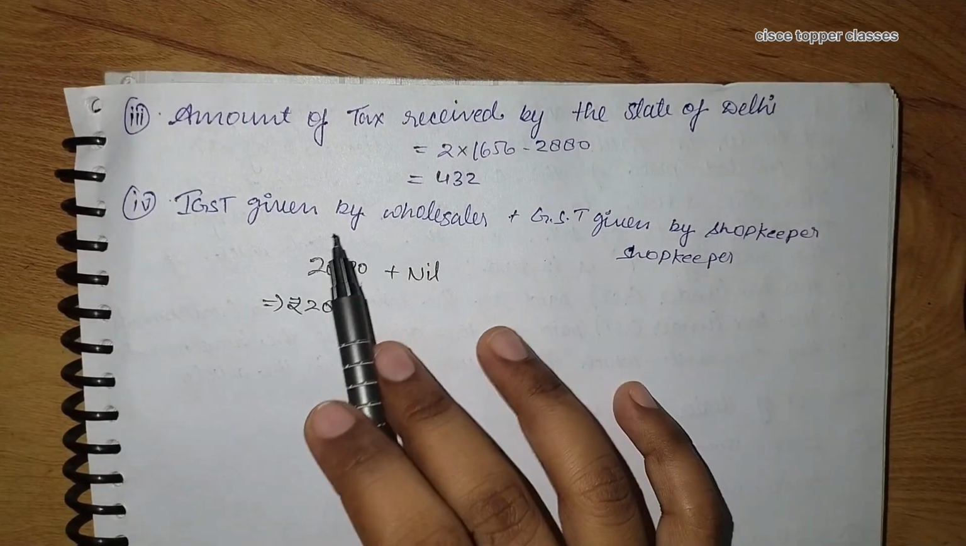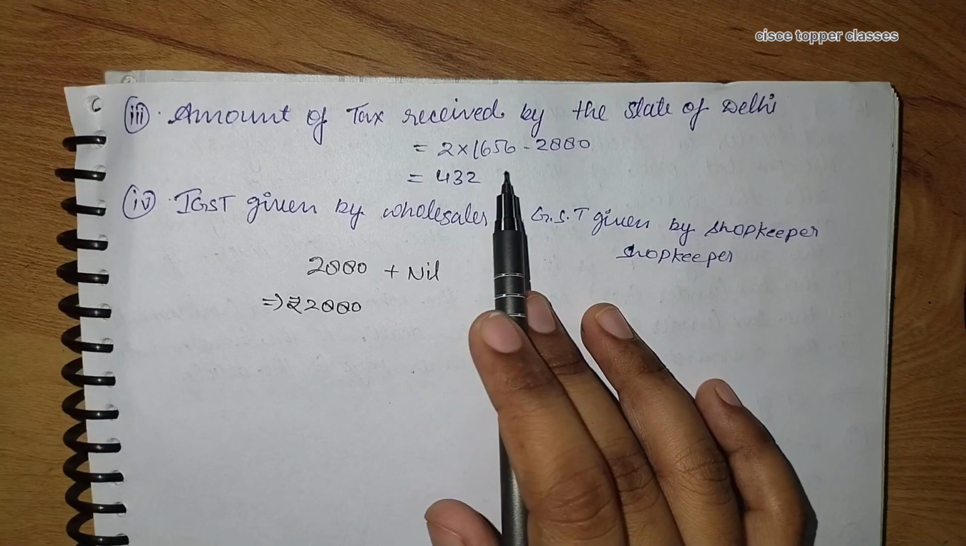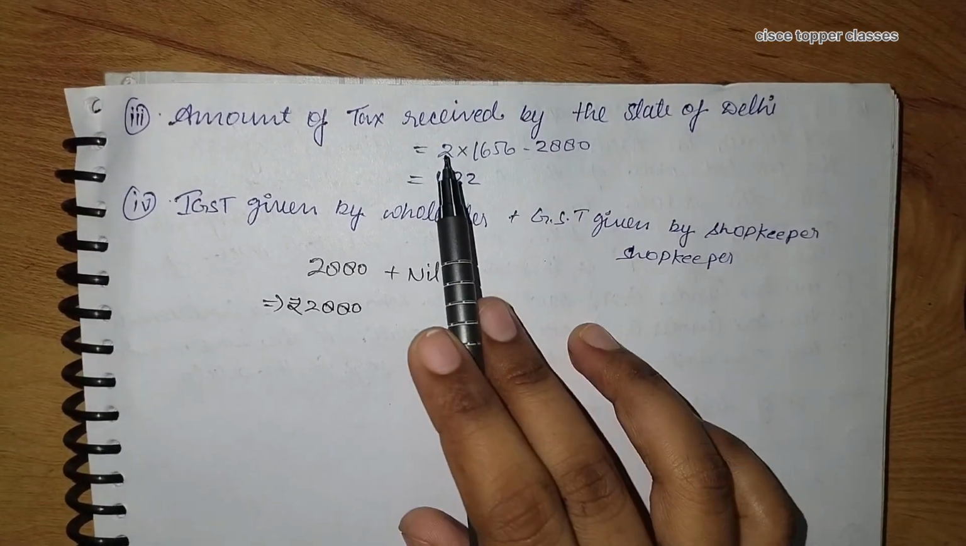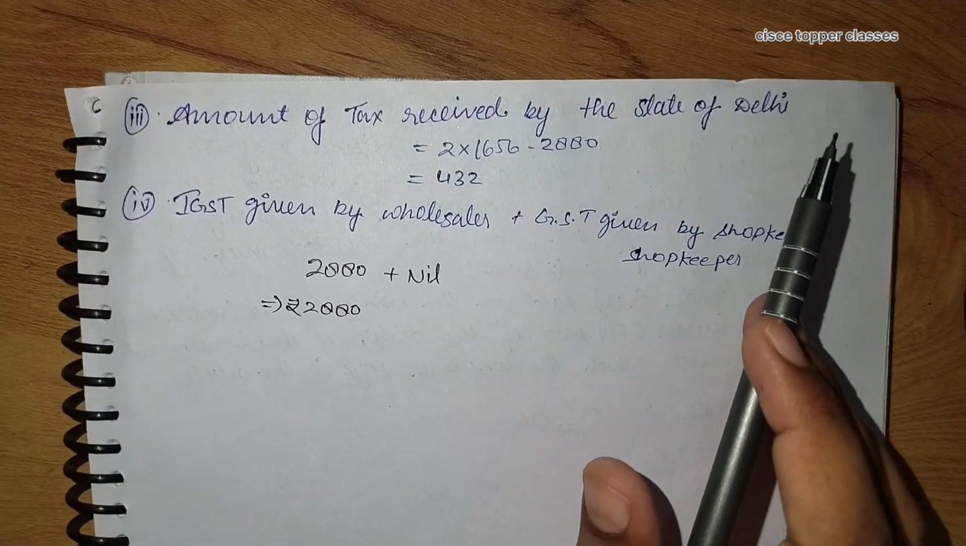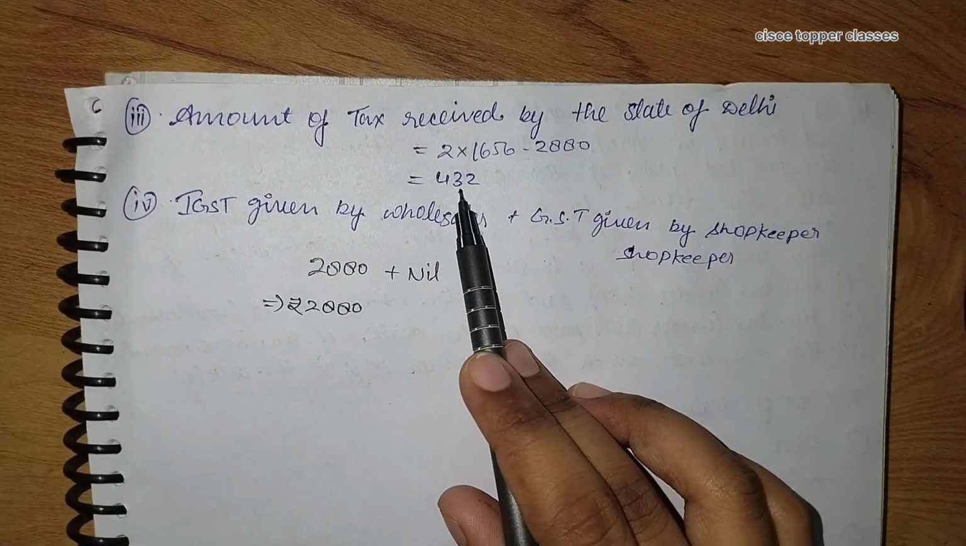And the third part asks for the amount of tax received by the state of Delhi. This will be 2 into 1656 rupees minus 2880. Then we will find the tax received by the state of Delhi, output minus input here also, like this. And this will be rupees 432.